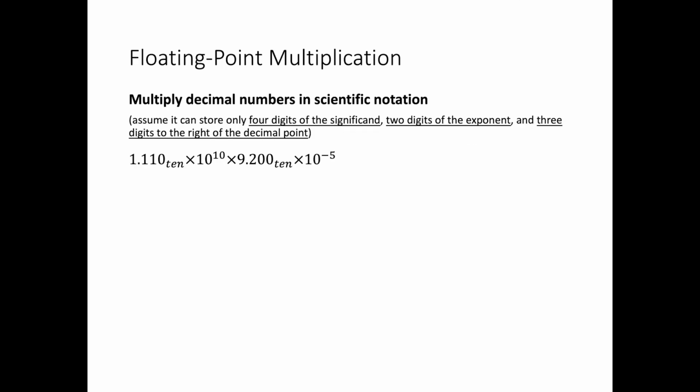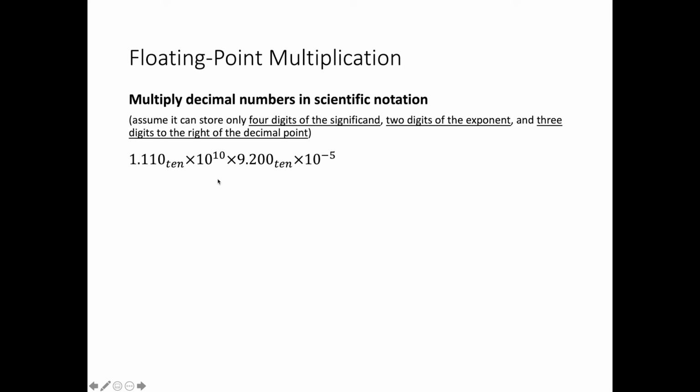Next, I'm going to talk about floating point multiplication. Before we move to floating point, let's talk about decimal numbers. Let's try to multiply some decimal numbers. So here is an example. Let's calculate the multiplication of those two decimal numbers and assume it can store only 4 digits of the significand and 2 digits of the exponent and 3 digits to the right of this decimal point.